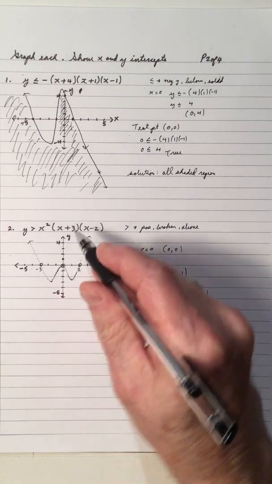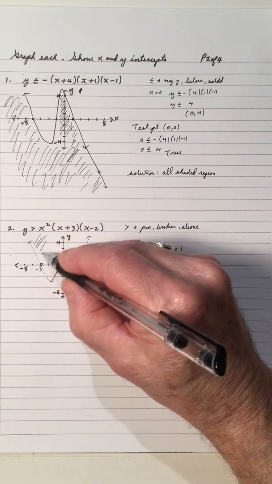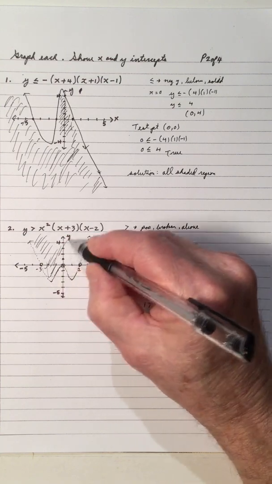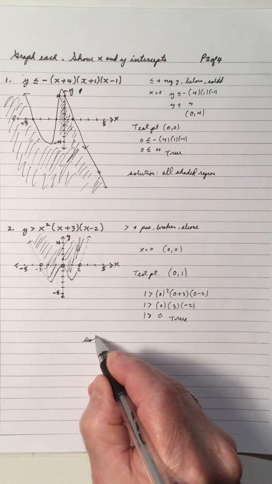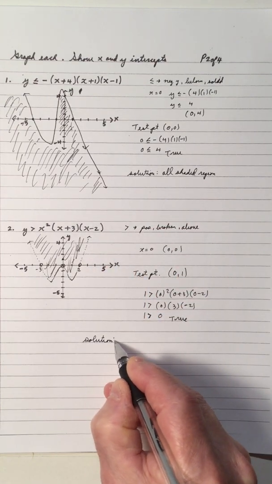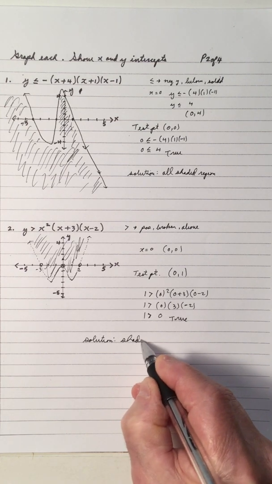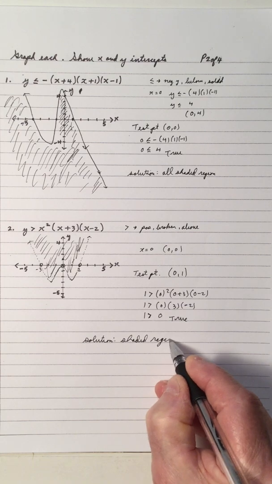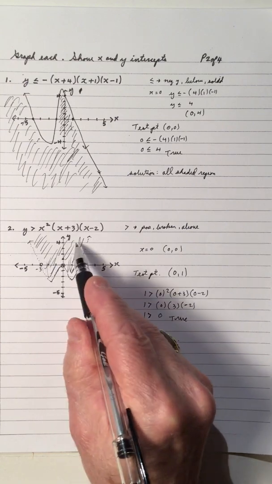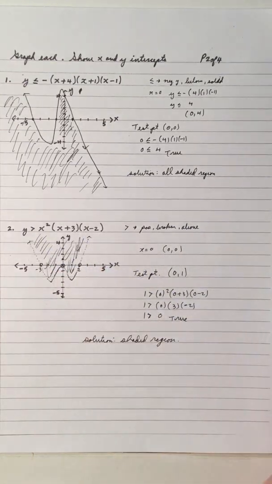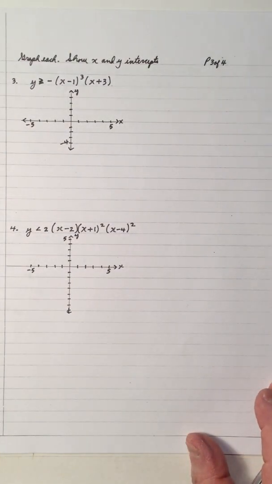So that means you're shading, as I knew, greater than would be on one side. So greater than is all the points that are here. Again, the solution, if you were solving it, would be the shaded region. So all points that are in this region, any point that's in here will make this inequality true. Okay, let's continue.